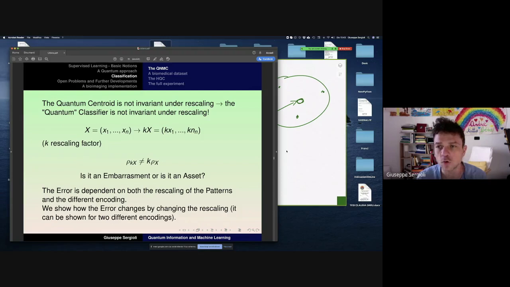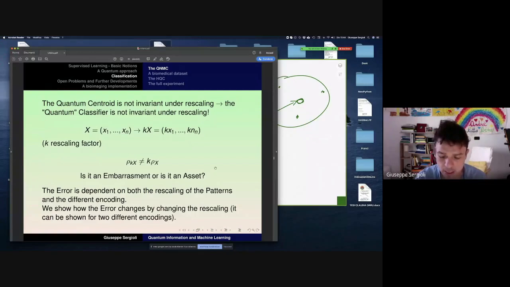Indeed, we can consider the rescaling as a part of the pre-processing of the classification. I mean that we can make an ad hoc pre-processing of the data in the training part of our classification in order to have a further improvement of the accuracy. So what we will do is select a rescaling factor K in such a way that this rescaling factor can improve the accuracy of the classification. This is impossible in the classical context, just because the classical context is invariant under rescaling.